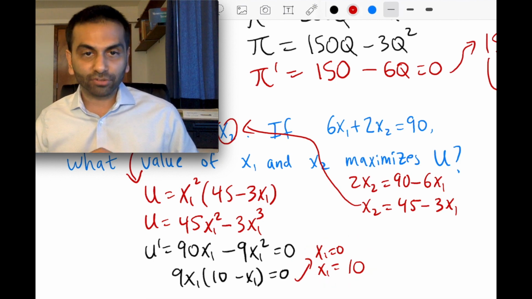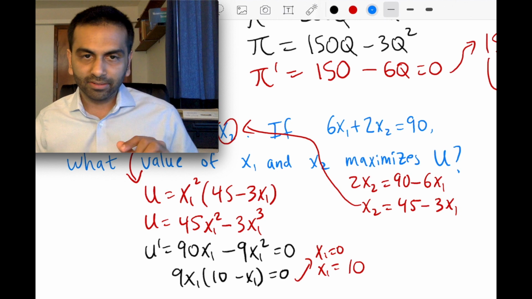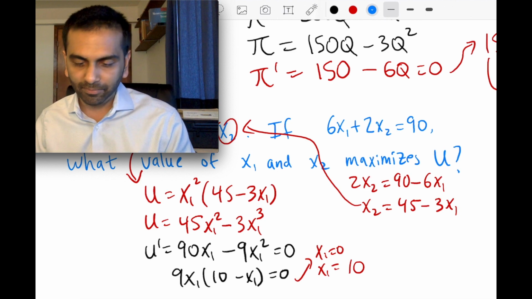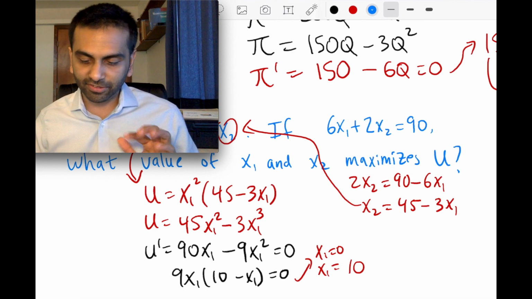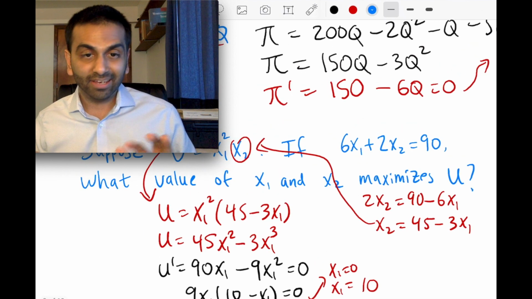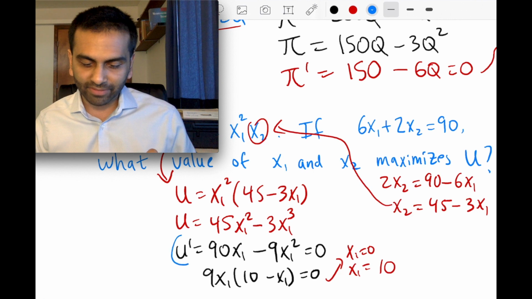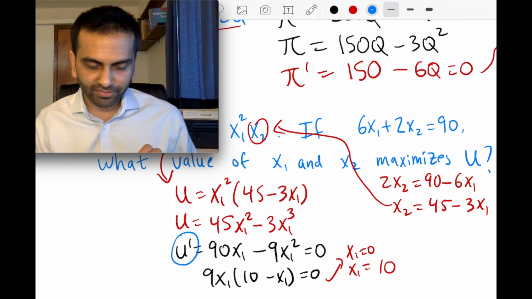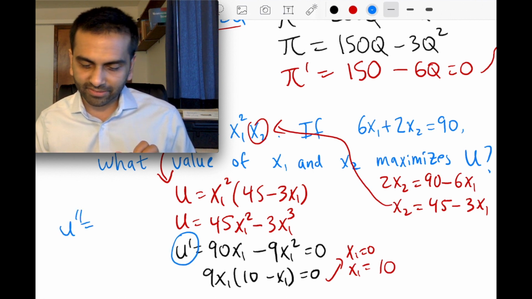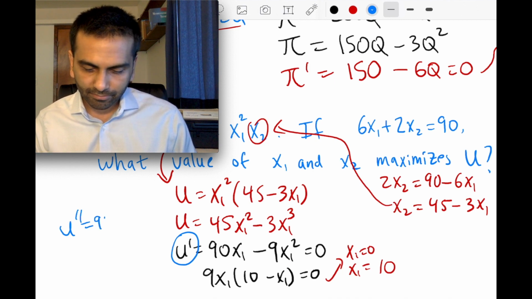And so for each of these critical points, you could then check to see what x2 would have to be. Or I guess first, let's figure out, is one of them a max and one of them a min? What's going on? For that, we could find the second derivative. For the second order condition, the second derivative is going to be 90 minus 18x1. So how did I get that?